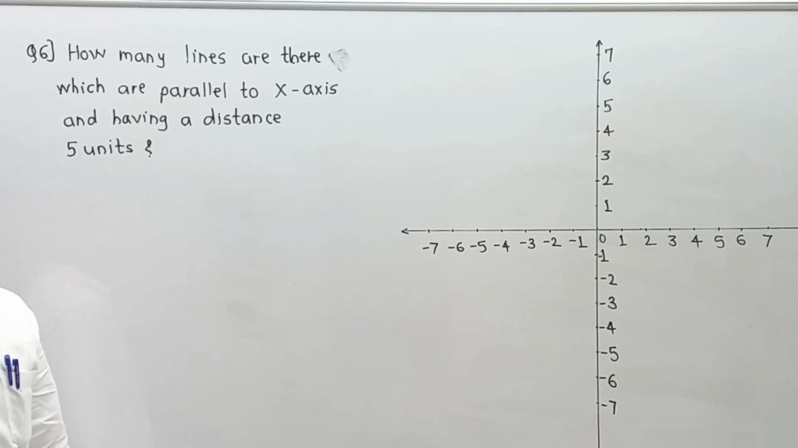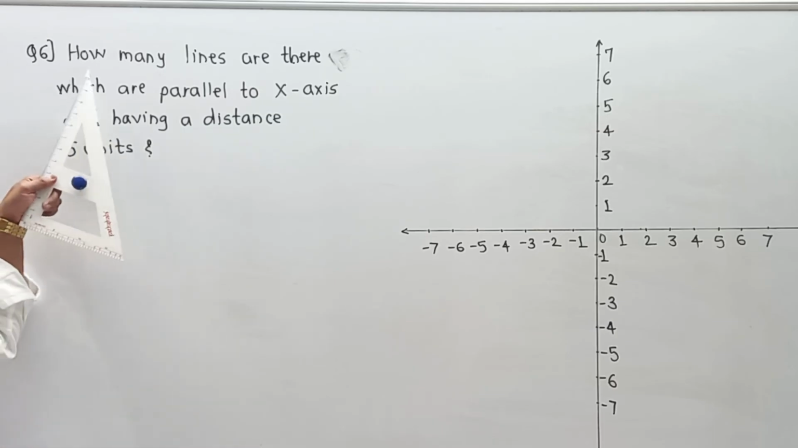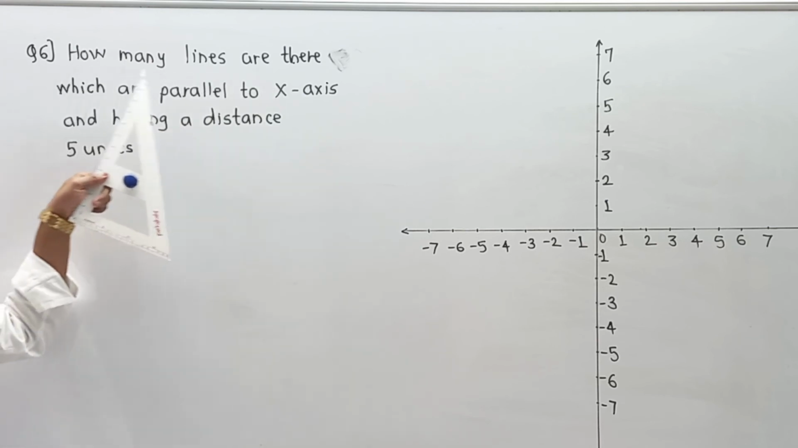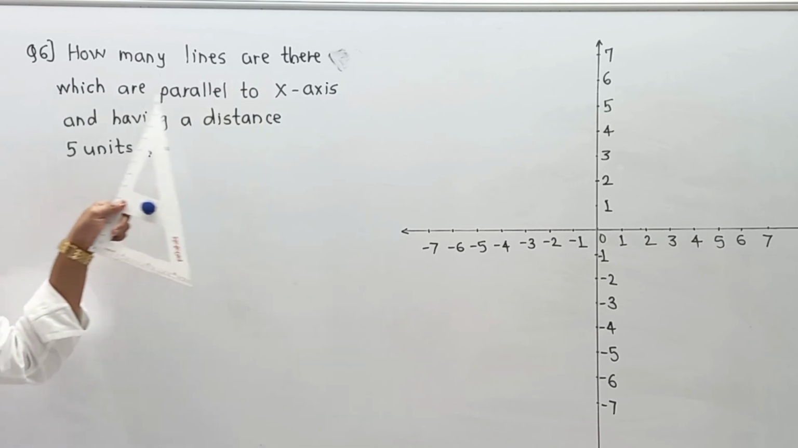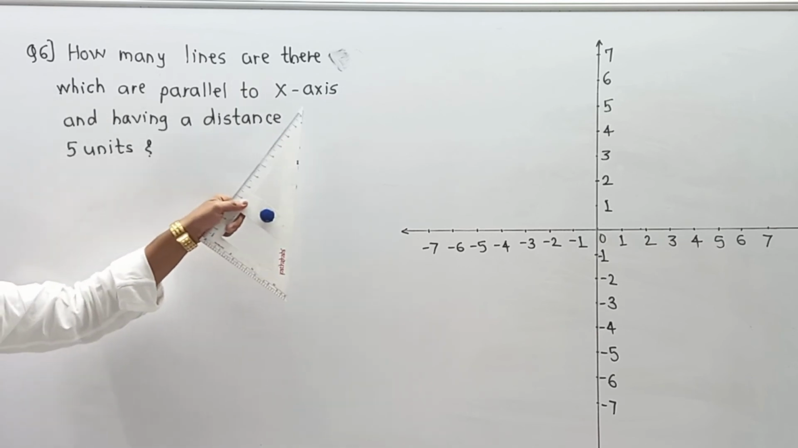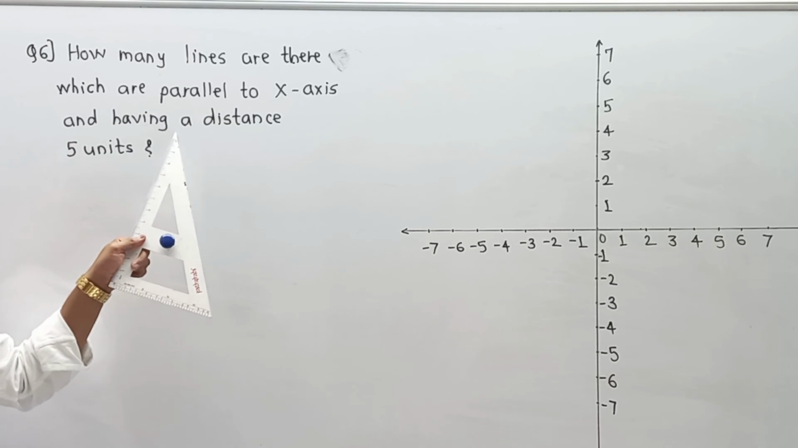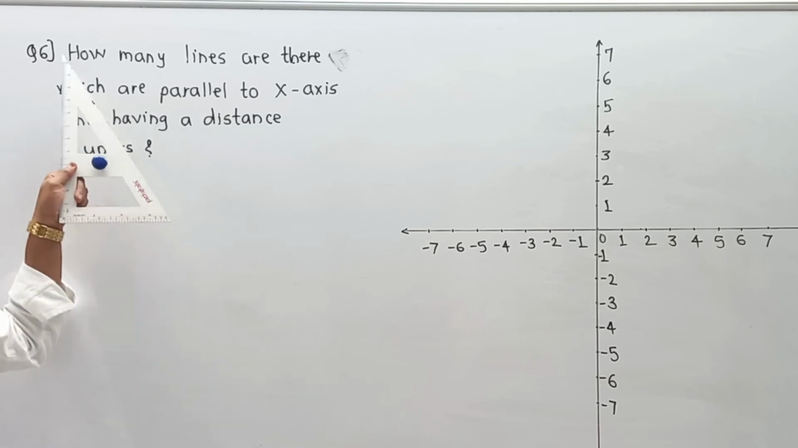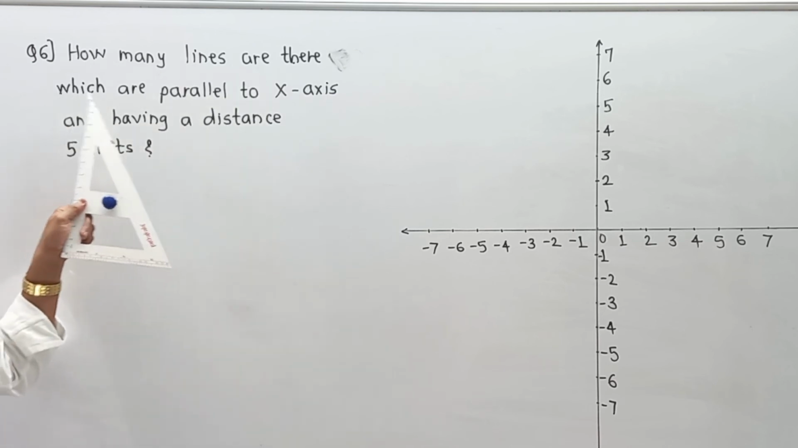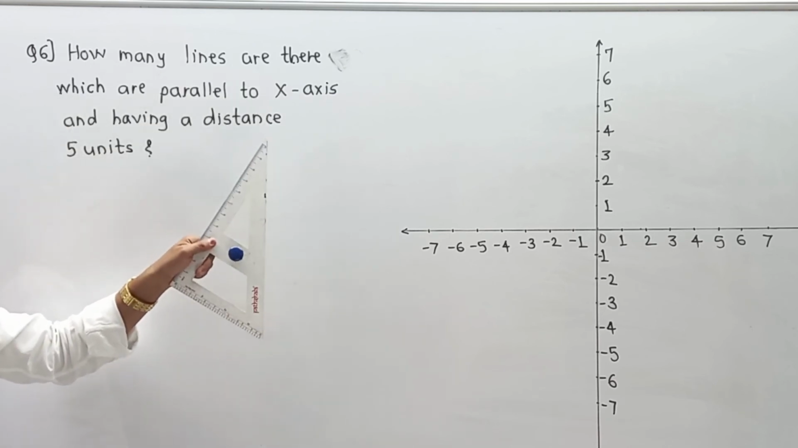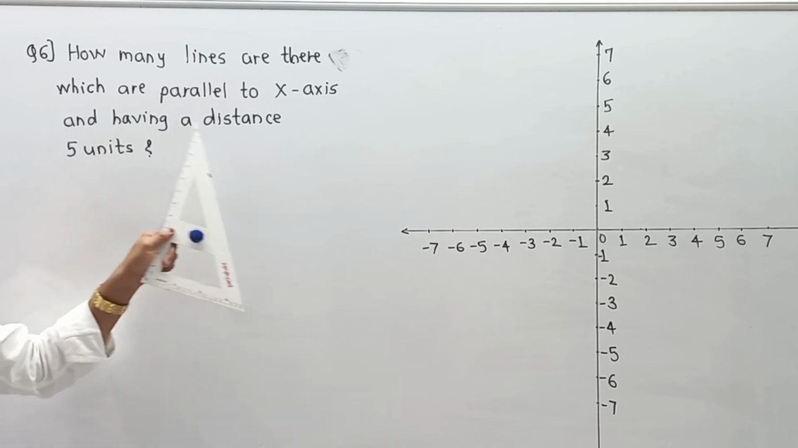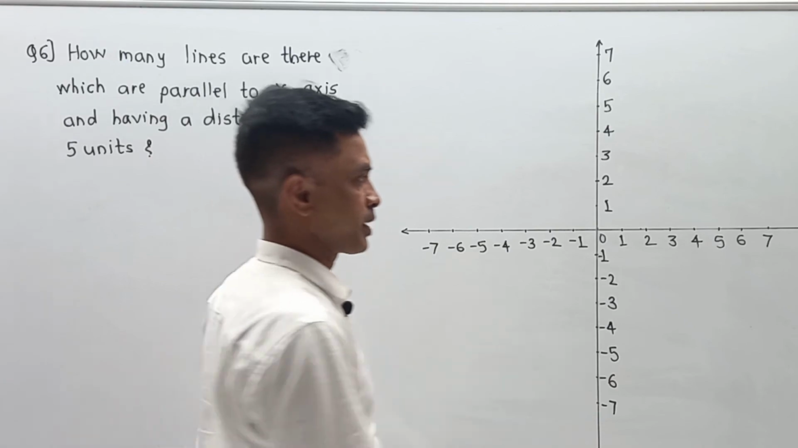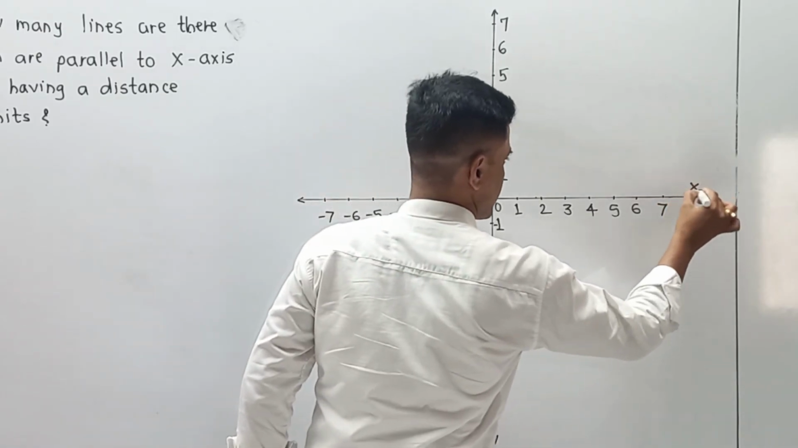Now moving to the next question. Question number 6. How many lines are there which are parallel to the x-axis and at a distance of 5 units? Now once again please pay attention. How many lines are there which are parallel to the x-axis, means the line must be parallel to the x-axis and at a distance of 5 units. Try to understand the content from the graph. Let us say this is our respective x, x dash.